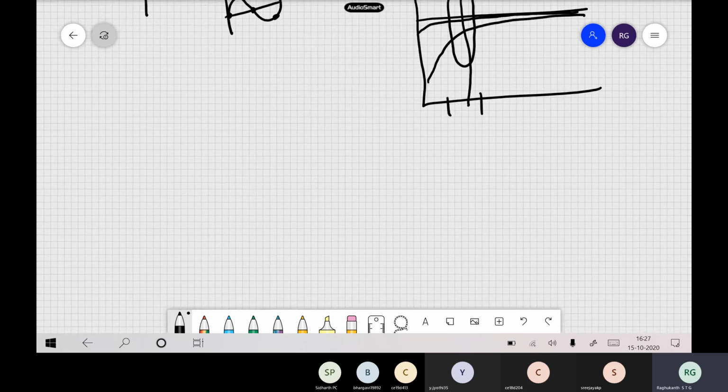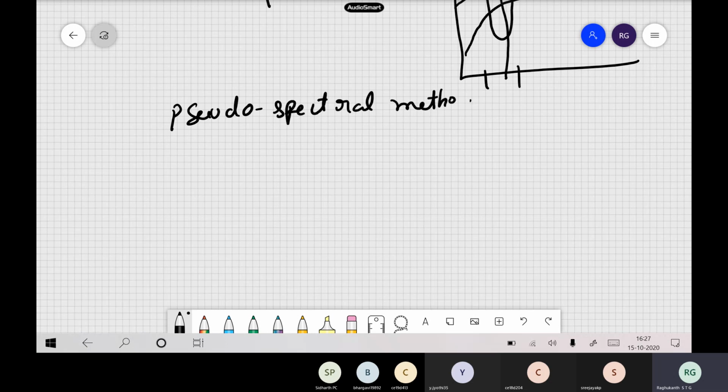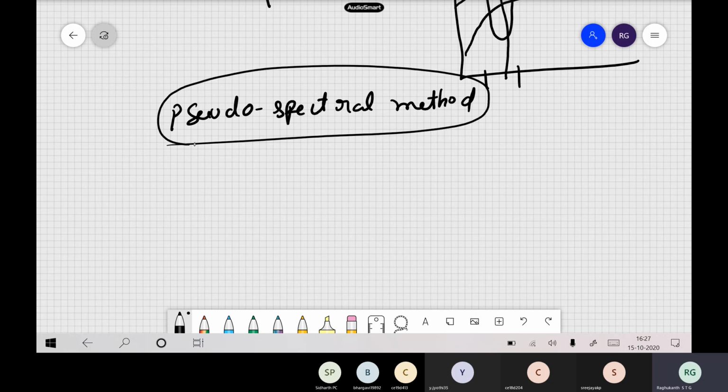I think this much is sufficient for your understanding. From the next class, we will start the pseudo-spectral methods. We will cover it very quickly because it's a very simple method. Then we will go towards finite element, and then spectral element method. The concept is very easy and straightforward. So we'll start in our next class. I will stop here. If you have any questions, you can ask.